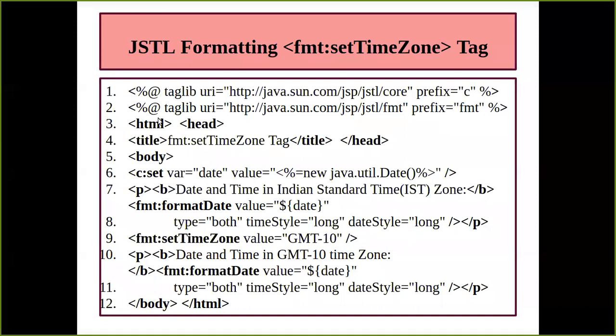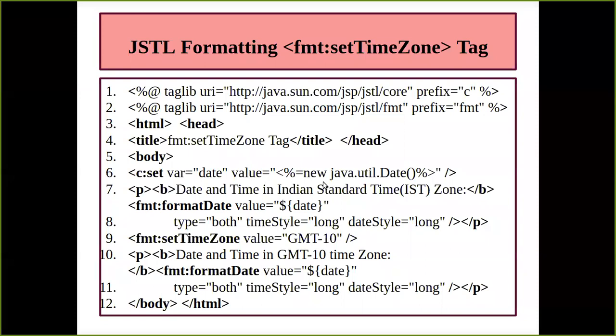This is basic HTML code. I don't think I have to explain what the HTML tag, head tag, and title tag are. We'll go directly to the body tag where the actual logic has been written. Now we need a variable. The tag we are using is the set tag, which comes from the core tag library and is indicated with the help of the prefix C. The variable name we have given is date, and we are passing a value.